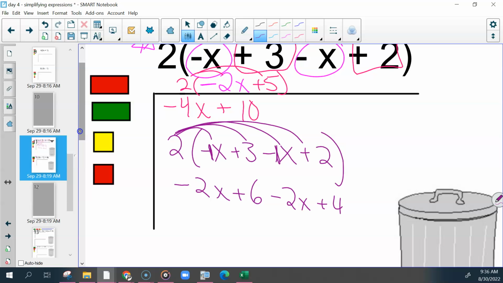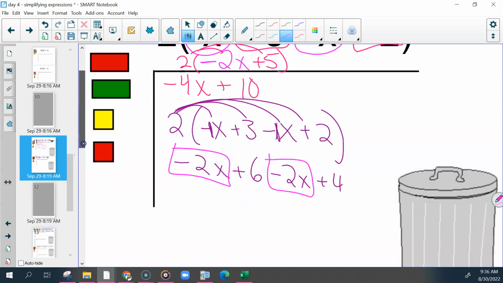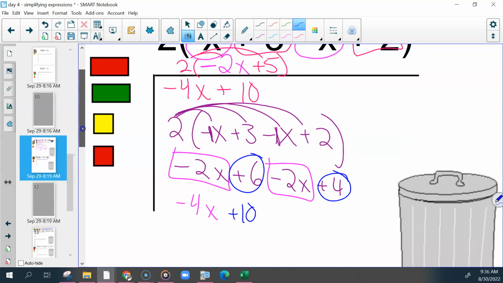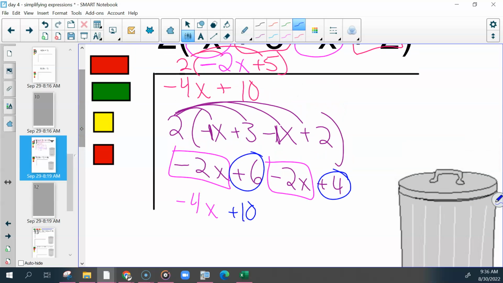So just as before, we have our x terms. Negative 2x minus 2x would give us what? Negative 4x. And then 6 plus 4. So we get the same thing either way. It's just how you see it. As long as you do both steps, the order doesn't matter. Do you have any questions about that?